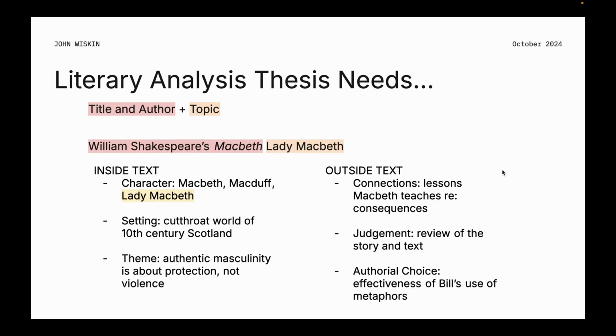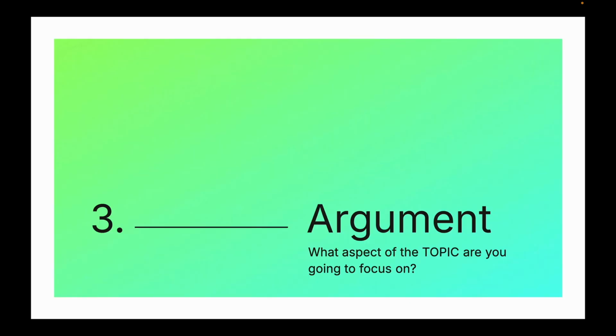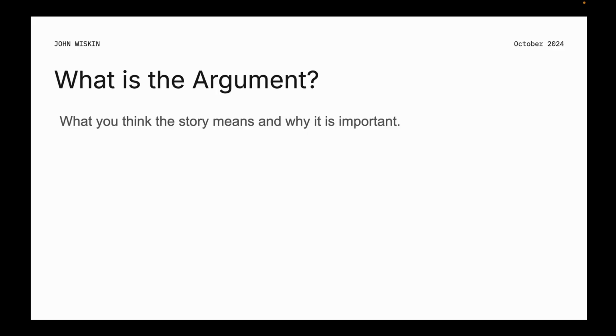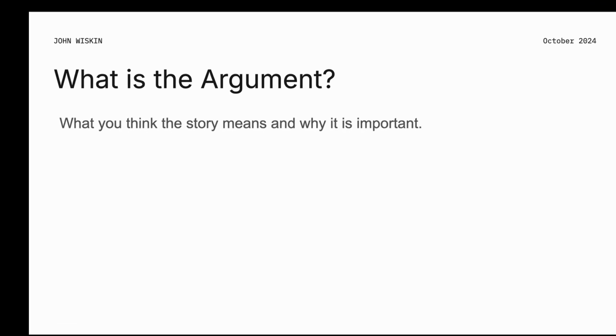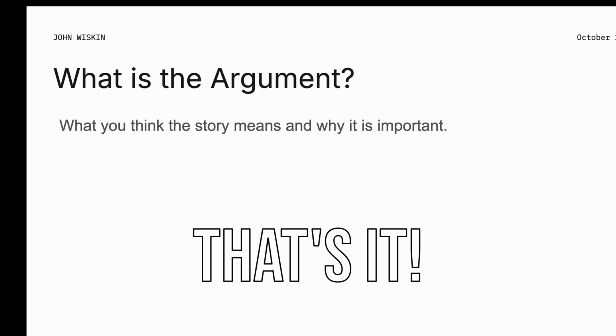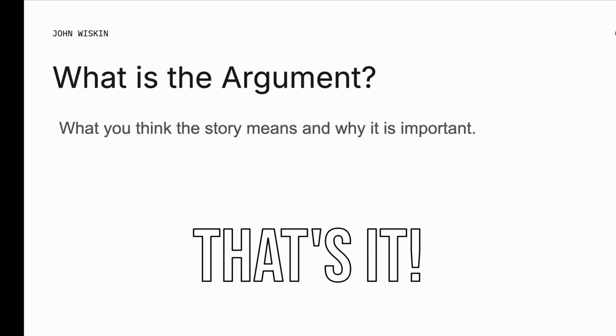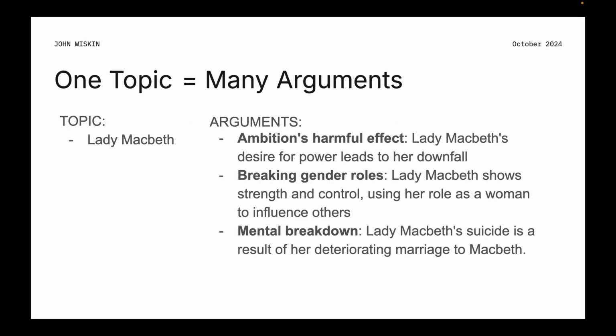Now, what we have so far in our thesis is our title and author, William Shakespeare's Macbeth, and the topic is Lady Macbeth. Now we move on to really what makes a literary analysis thesis. The first thing we have to figure out is argument. So what aspect of the topic are you going to focus on? Your argument is what you think the story means and why it is important. That's it. Nothing more, nothing less. Obviously, out of one topic, you can have many arguments.